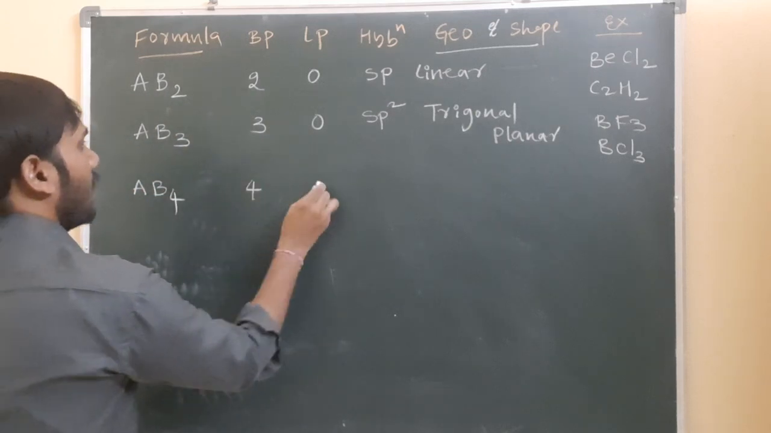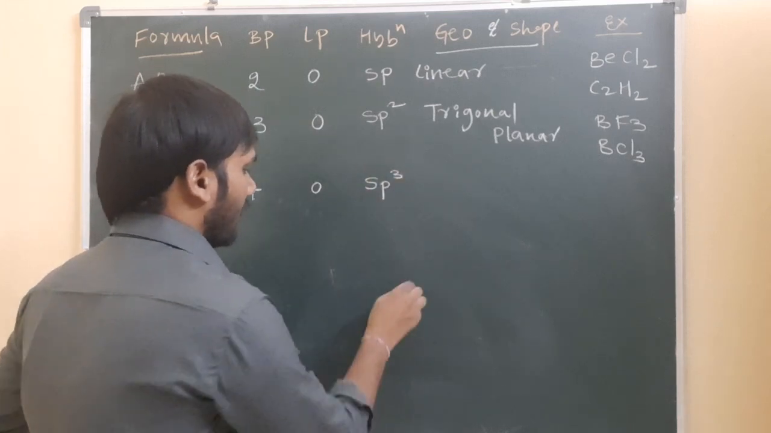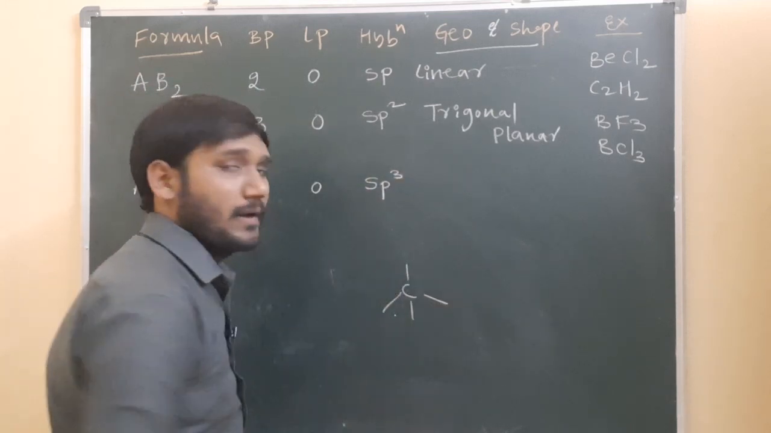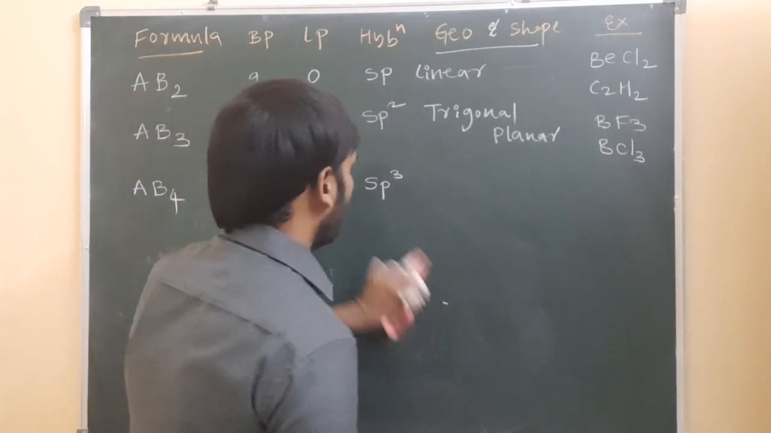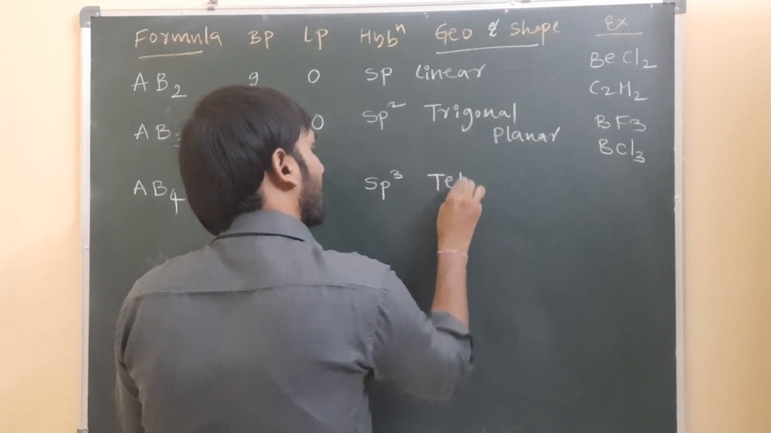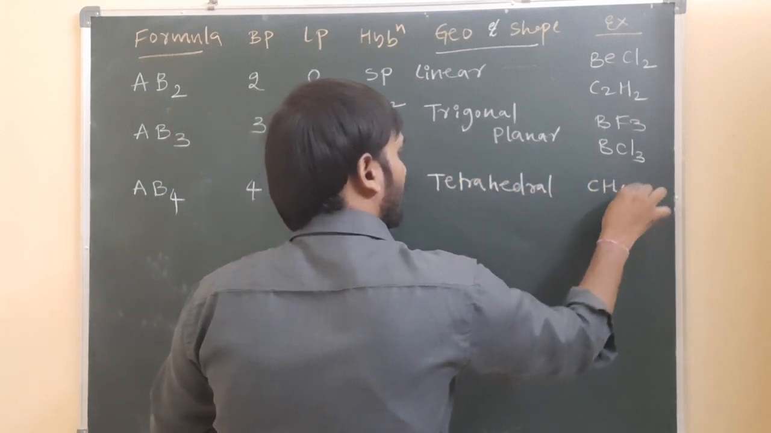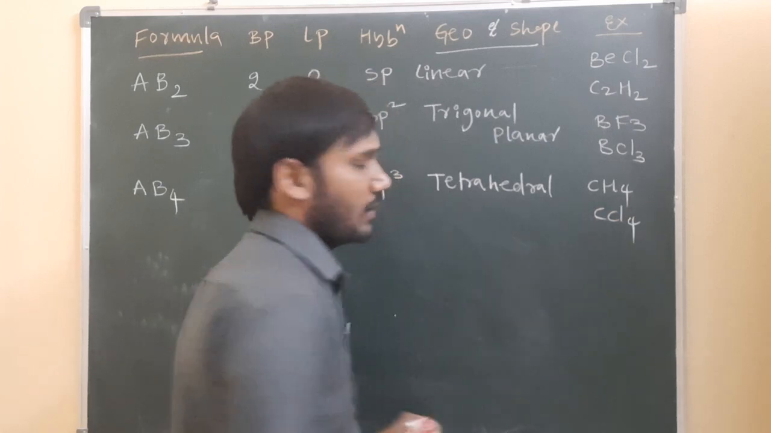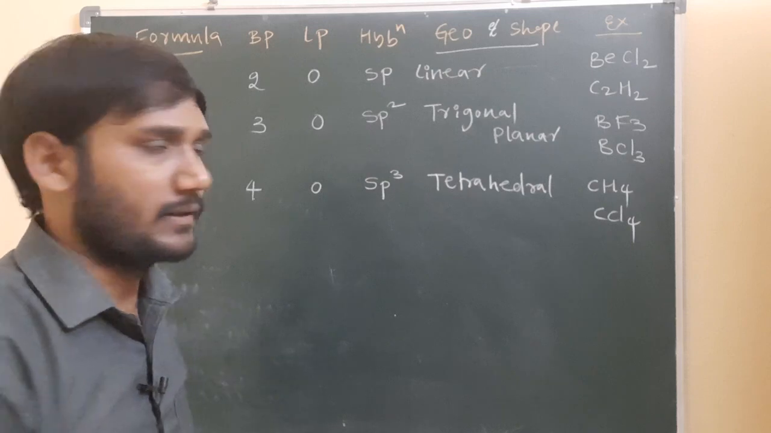AB4 means 4 bond pairs, 0 lone pair. 4 bond pairs means sp3 hybridization. For example CH4, which we discussed. How many bond pairs here? 4 bond pairs, but no lone pair. The geometry and shape of the molecule are both tetrahedral. Examples: CH4, CCl4, and NH4+ also.